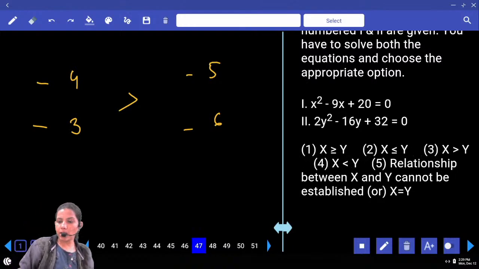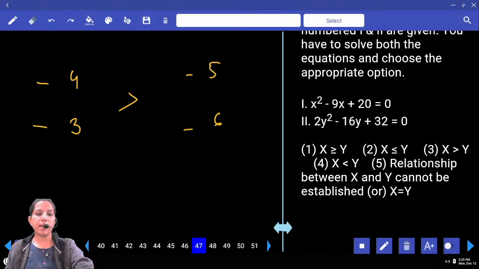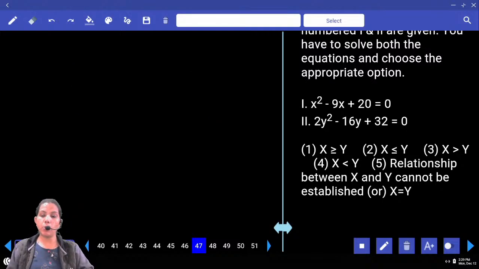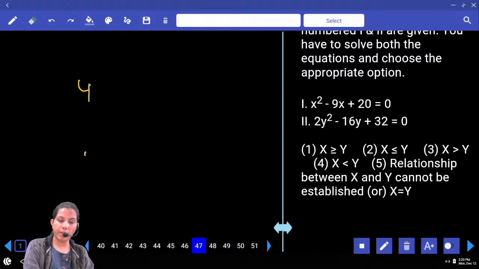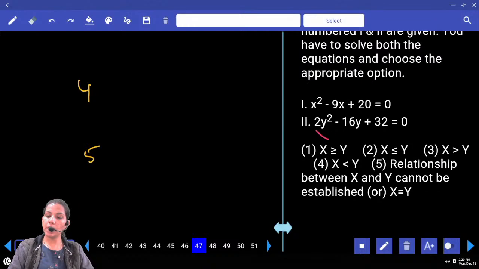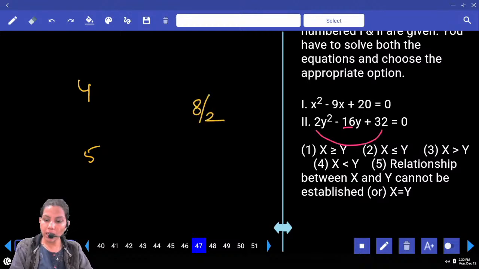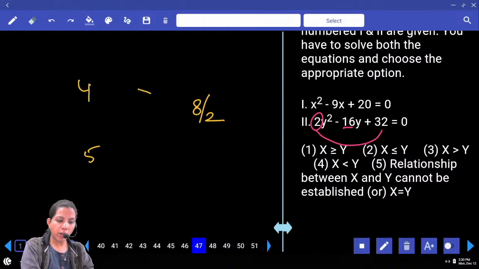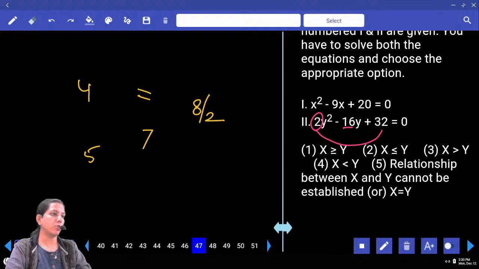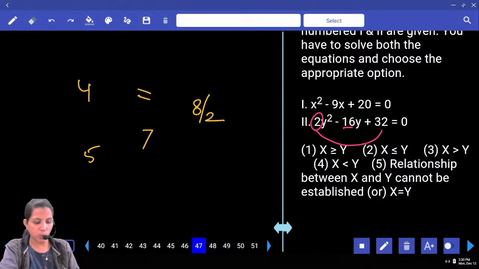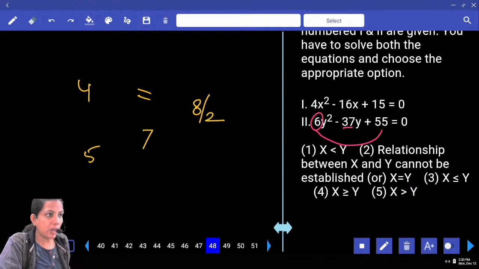Next, question number 47. x² - 9x + 20 equal to 0. Both are positive roots. Those are 4 and 5. And the second equation, two 32s are 64 and sum is equal to 16. It is 8/2. Here, what is the y² coefficient? Then you should divide it by 2. 4 and 4 can be equal, and 5 is greater than 4. So x greater than or equal to y.